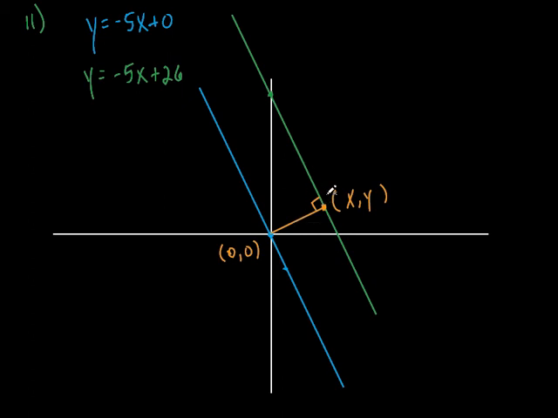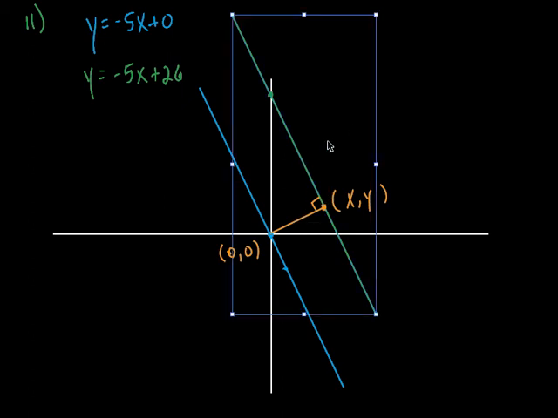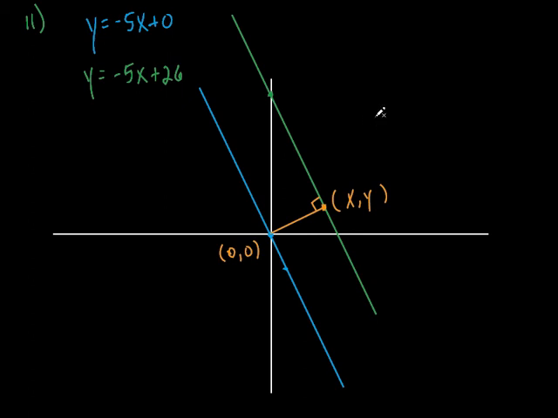Orange and green, that's right. I already know the green one, don't I? So let's write the green one down: y equals negative 5x plus 26. So we know the equation of the line that has the xy in it. So we use that equation.